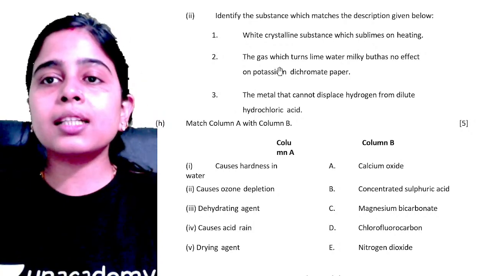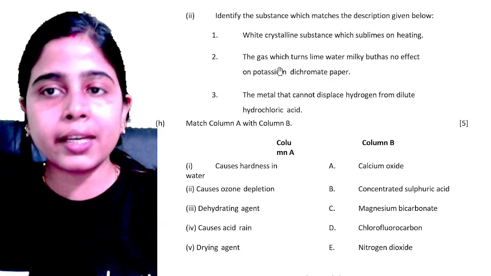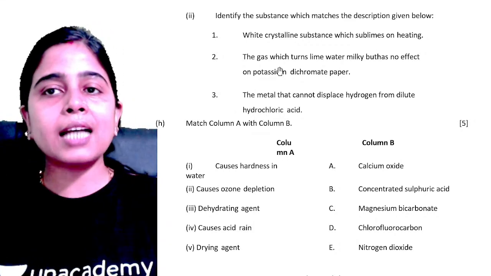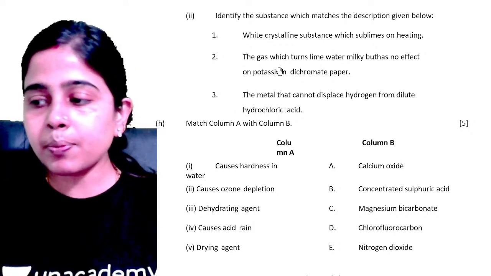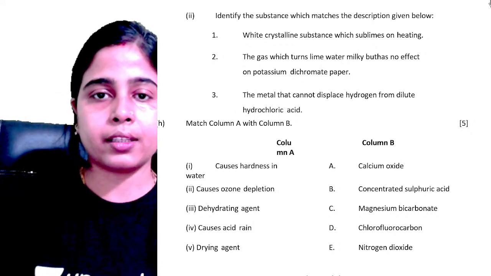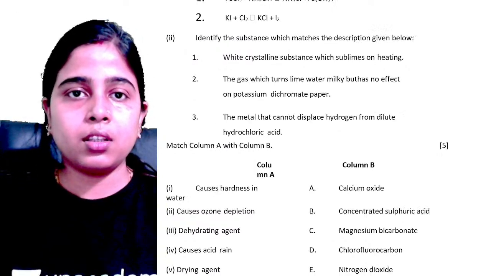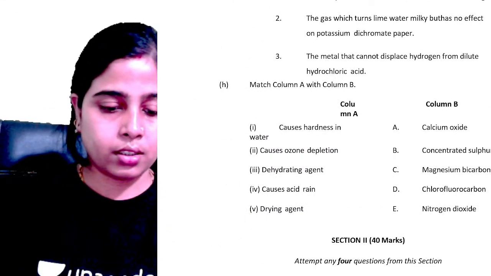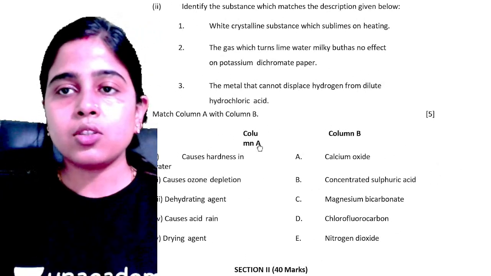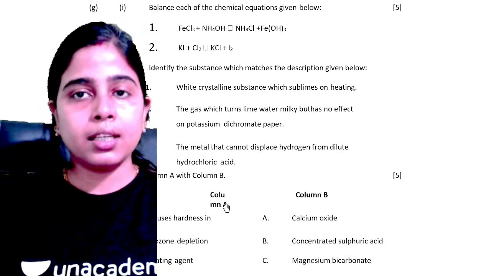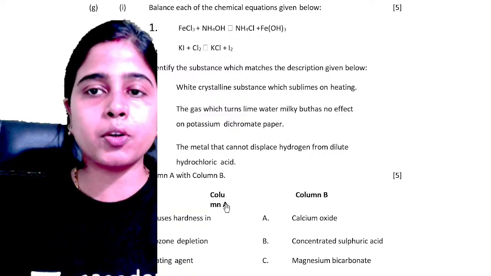Now the second question: the gas which turns lime water milky but has no effect on potassium dichromate paper. Which gas turns your lime water milky but has no effect on potassium dichromate? Everyone, please try to identify this. Very good, Harsh, absolutely correct. It's CO2, which turns lime water milky but has no effect on your potassium dichromate paper.